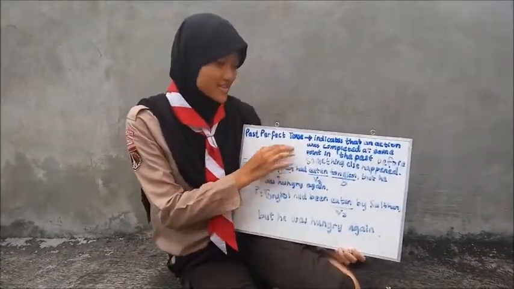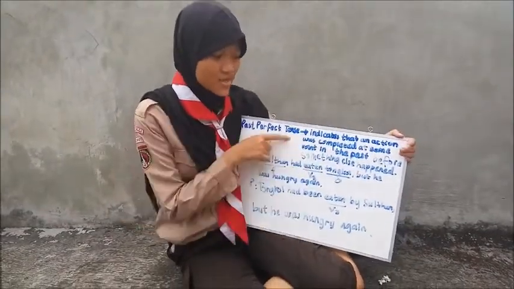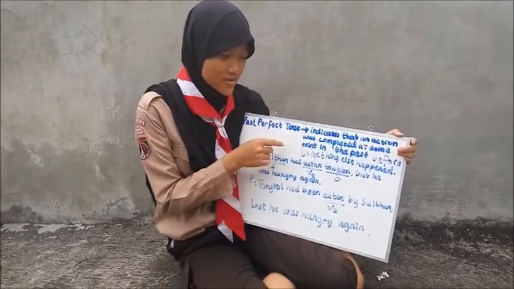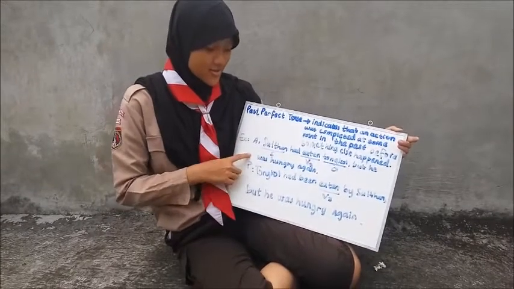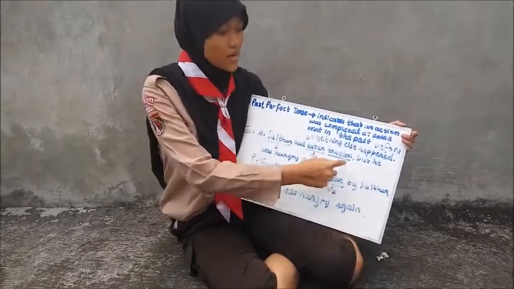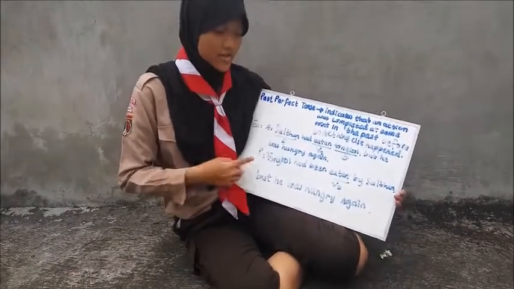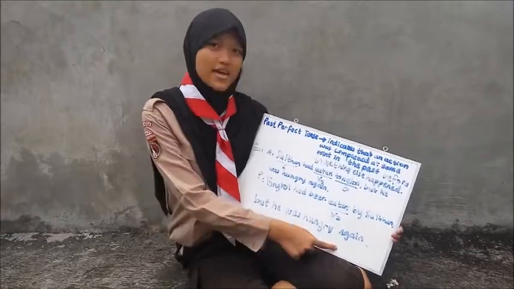Past perfect tense: this tense indicates that an action was completed at some point in the past before something else happened. For example, the active voice is: Sultan had eaten tongkol, but he was hungry again. The passive voice is: tongkol had been eaten by Sultan, but he was hungry again.